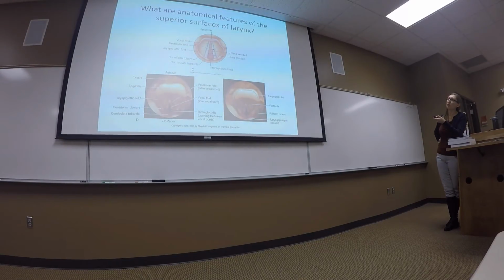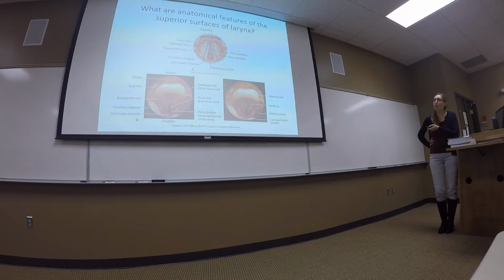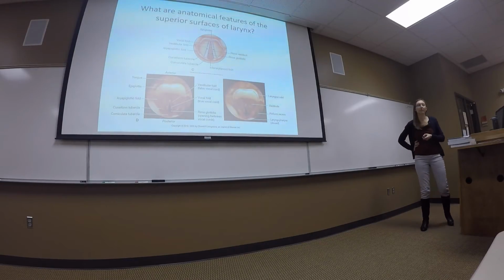And then we have the two vocal folds, and the space between them is the rima glottidis. Word trips me up every time. Okay. So here's a couple of real images. So the laryngeal inlet, and this whole area coming into the larynx. And you can see the vestibular fold, kind of the darker one, and then the lighter colored vocal fold. Make sense?